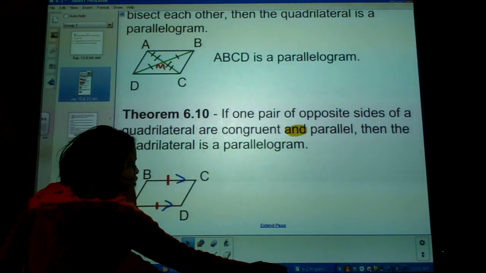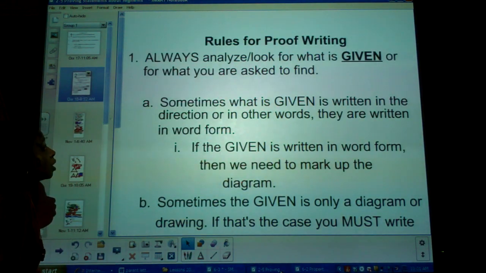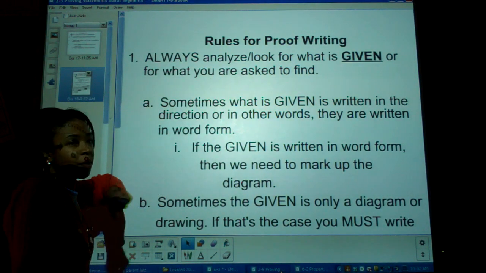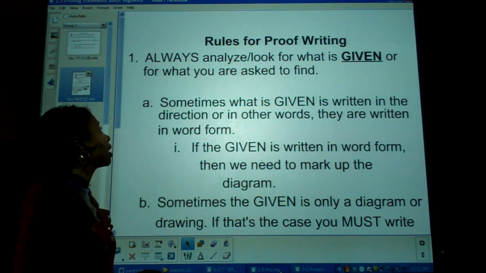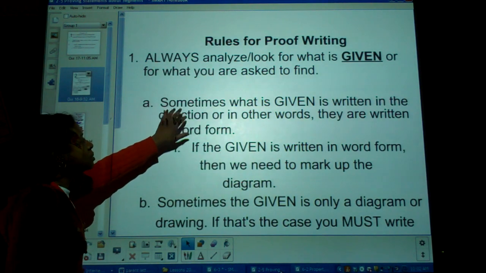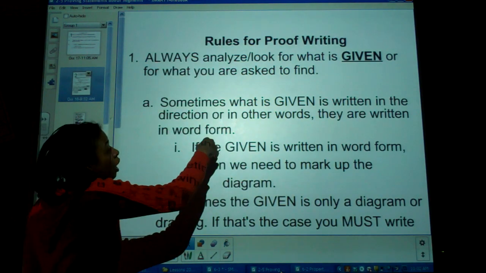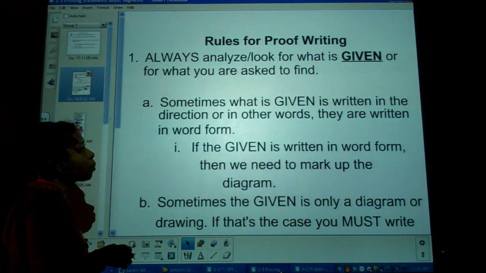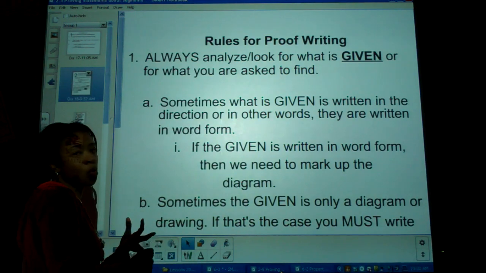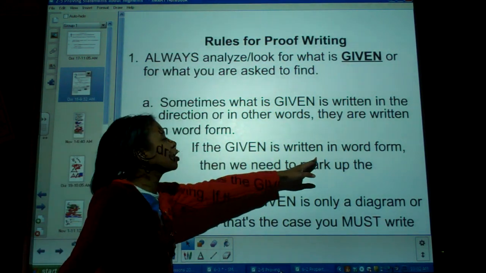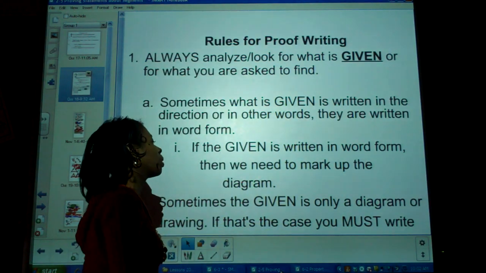Let's recall some information about writing proofs. Number one, you always look for given information. Look at the diagram and such, because 6.3 is about writing proofs. Here we go. Sometimes what is given is written in the directions, in other words, in word form. So sometimes it's given as a picture, or it's written in the directions in word form. If the given is written in word form, then we need to mark up the diagram.